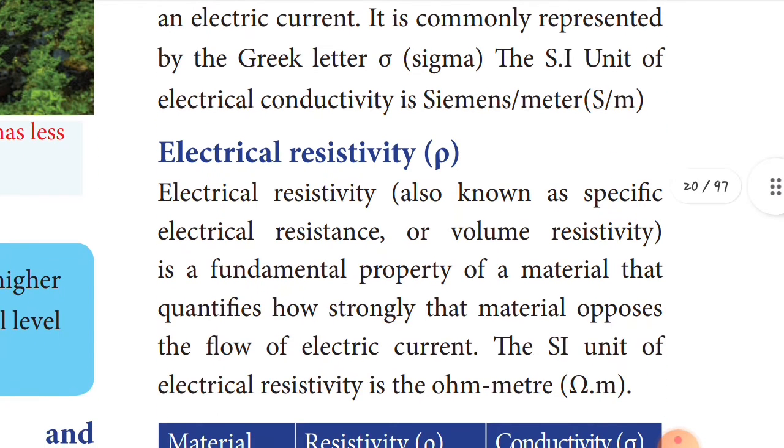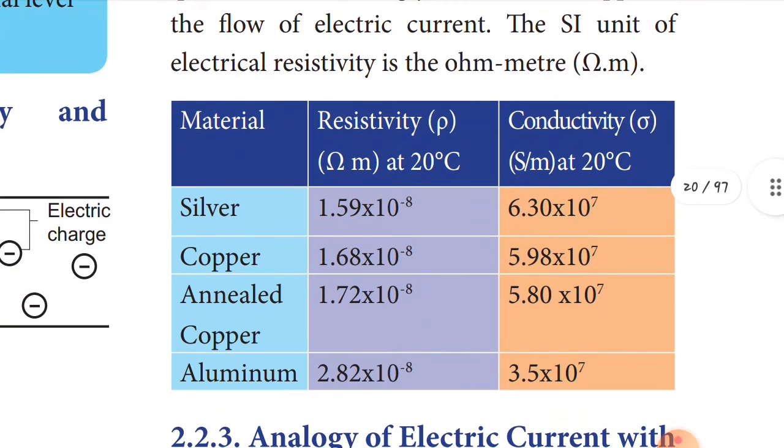And the next one is electrical resistivity. We have to mention the name, rho. This is called rho. Electrical resistivity is a fundamental property of materials, by which a material opposes the flow of electric current. Here the SI unit of electrical resistivity is what? Ohm meter. And the values are given, children. Resistivity and conductivity values are given for silver, copper, annealed copper and aluminum.